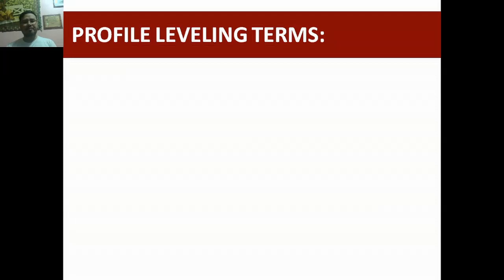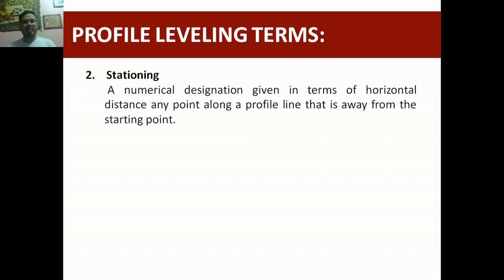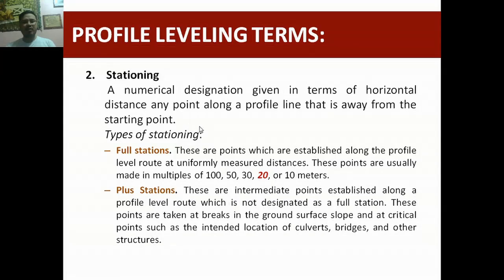Next is number 2, we have stationing. Okay? A stationing is a numerical designation given in terms of horizontal distance. Any point along a profile line that is away from the starting point. Okay? So we have two types of stationing. We have full stations and we have what we call plus stations. Full stations are points which are established along the profile level route at uniformly measured distances. These points are usually made in multiples of 100, 50, 30, 20, and 10 meters.